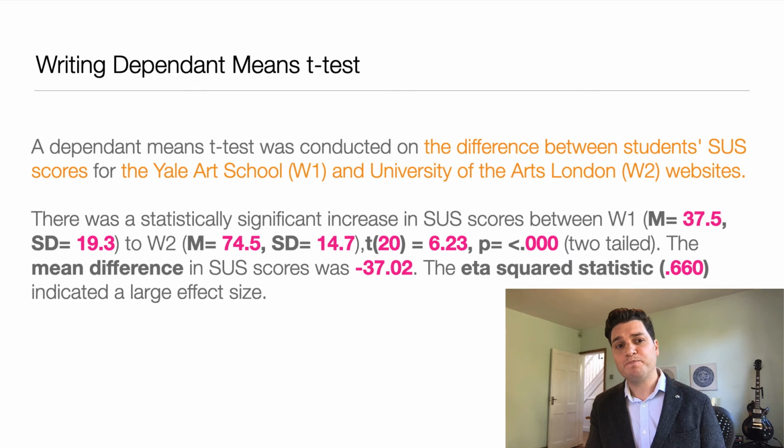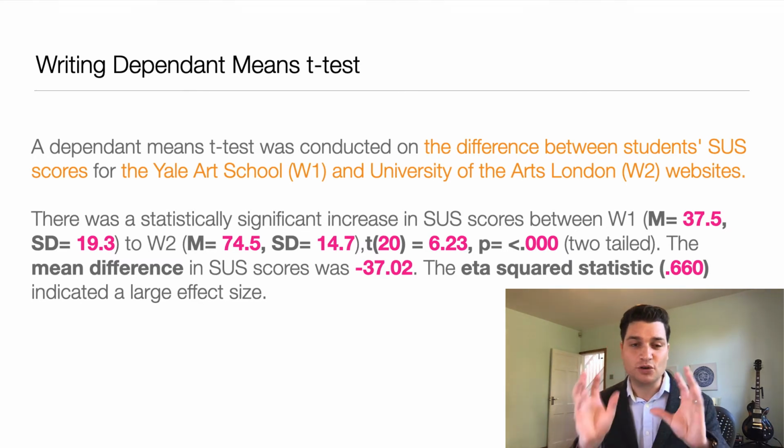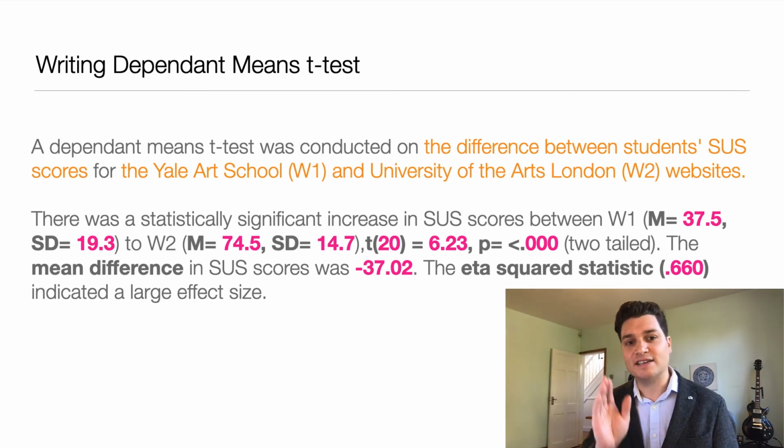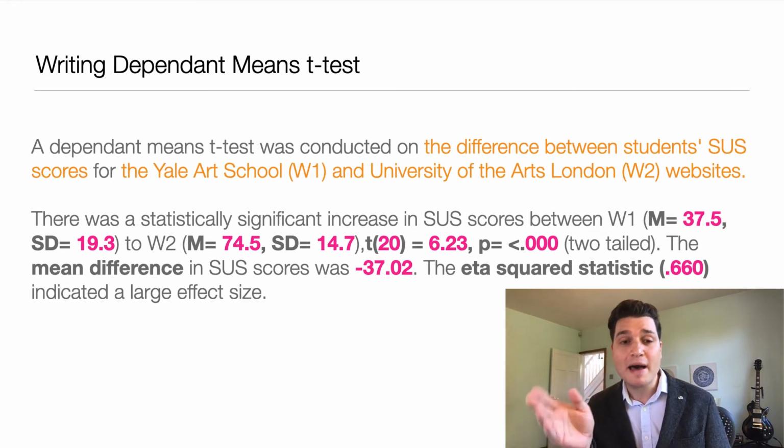So now that we have got our test completed, we're going to write it up, and I've actually gone forward and written it up for you. A dependent means t-test was conducted on the difference between students' SUS score for the Yale Art School website and the University of Arts London website. There was a statistically significant increase in SUS scores between website 1 and website 2. All that means is we are more satisfied. SUS scores have gone up when we look at the University Arts website compared to Yale.